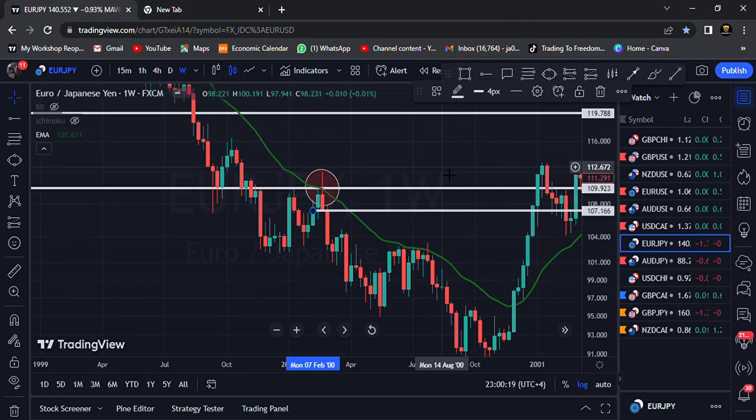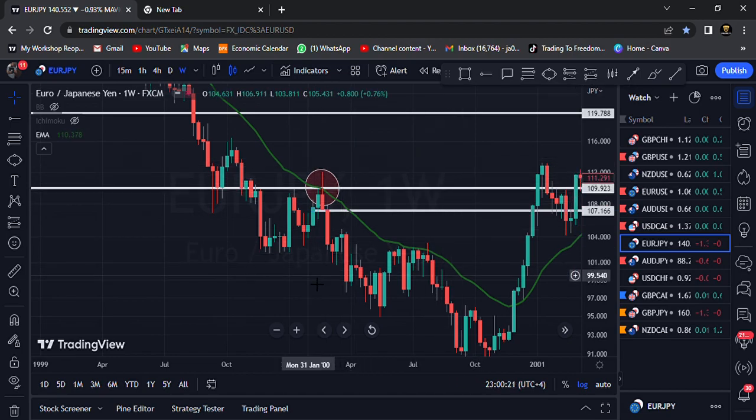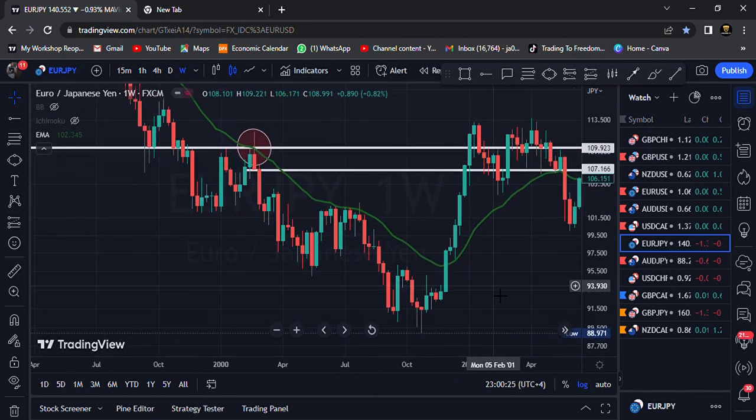So we'll talk more about the reversal candles, really using candles to determine a reversal of trade, in our next video.